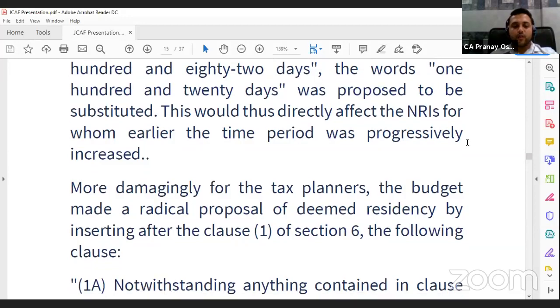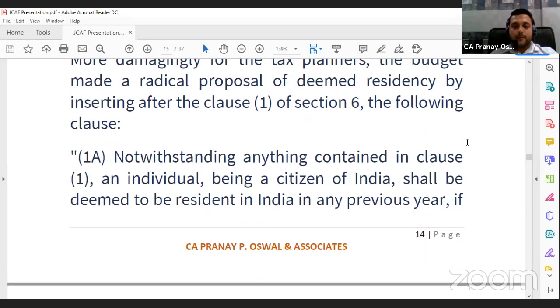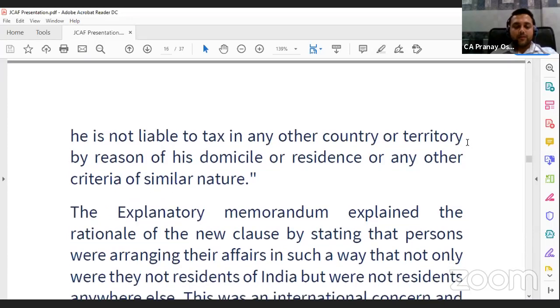1 of section 6 the following clause 1a. Notwithstanding anything contained in clause 1, an individual being a citizen of India shall be deemed to be resident in India in any previous year if he is not liable to tax in any other country or territory by reason of his domicile or residence or any other criteria of similar nature.